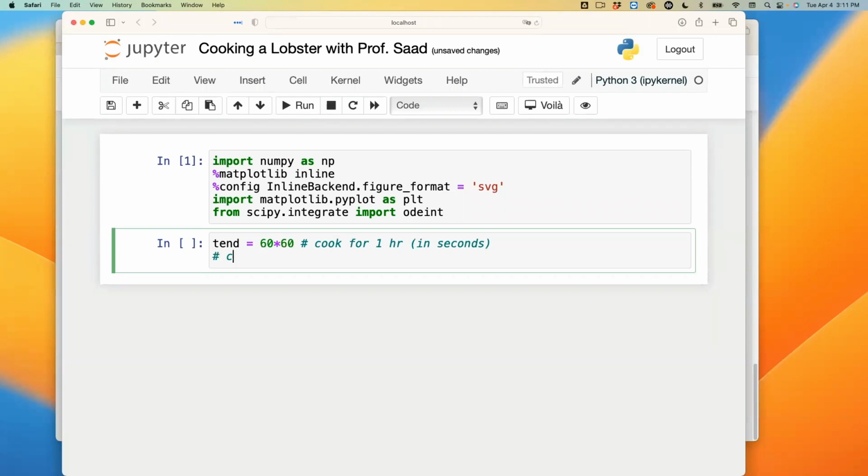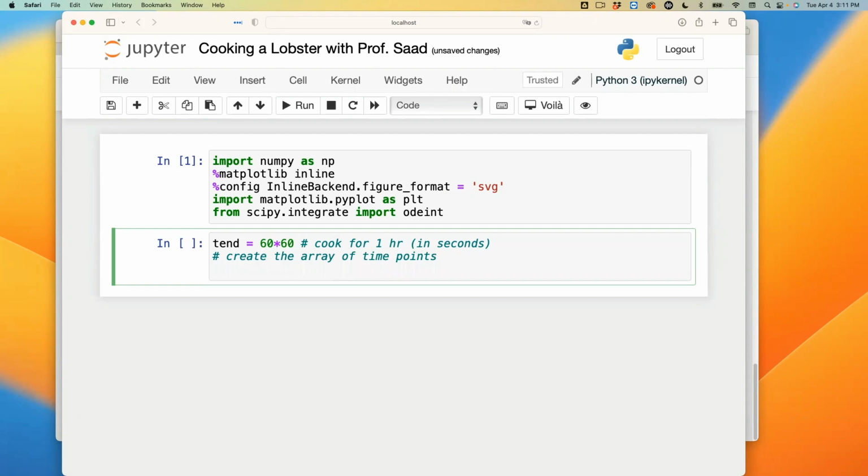Next, create the array of time points at which we want to solve the ODE. So time is equal to np.linspace from 0 to T end. By default, it puts 50 points. Let's say we put 100 points.